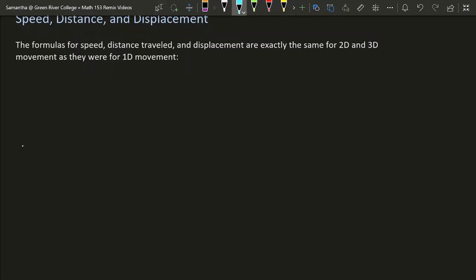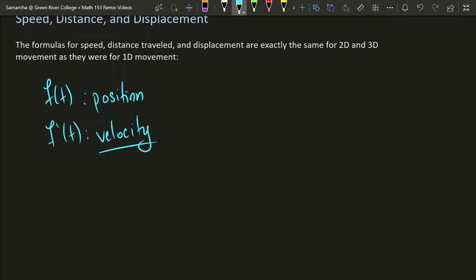In one dimension, if we had a function f of t, which represented the object's position, then f prime is what gave us the object's velocity. Now, velocity contained information both about the object's speed and the object's direction. If the object was moving forward, then it would be assigned a positive velocity. If the object was moving backward, it would be assigned a negative velocity.